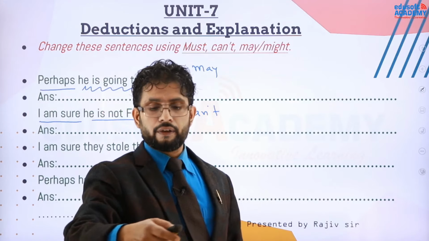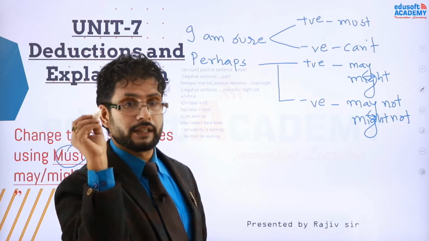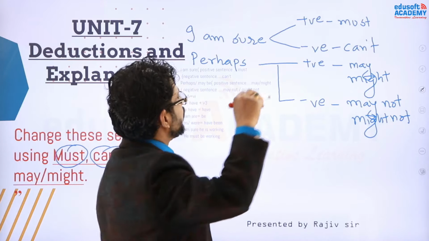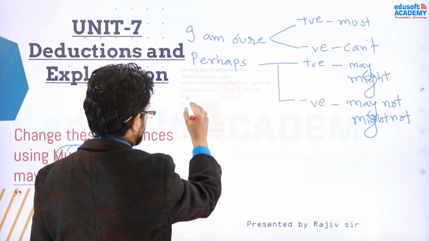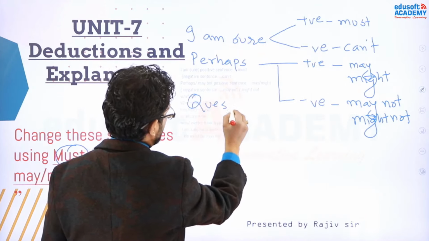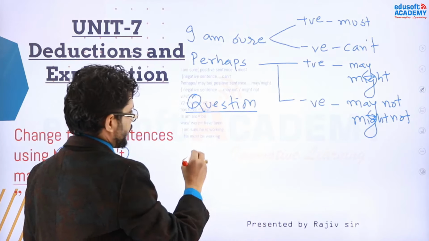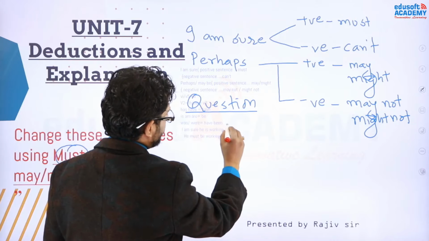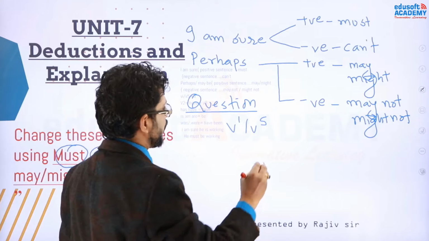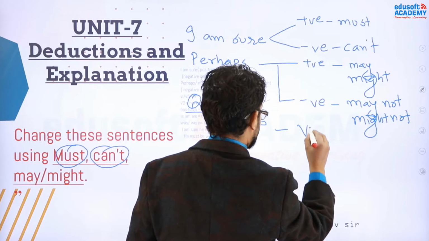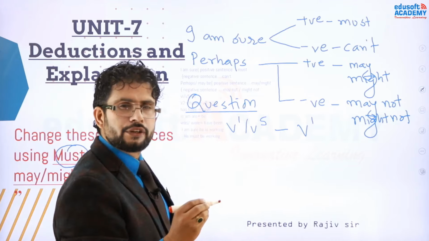Now, the second thing you must keep in your mind. First we understood how the sentence begins. Now, after that, you need to look at the question. Look at the question. There may be the presence of verb 1 or verb 5. If there is the presence of verb 1 or verb 5, you are going to supply verb 1. Is it clear to you?